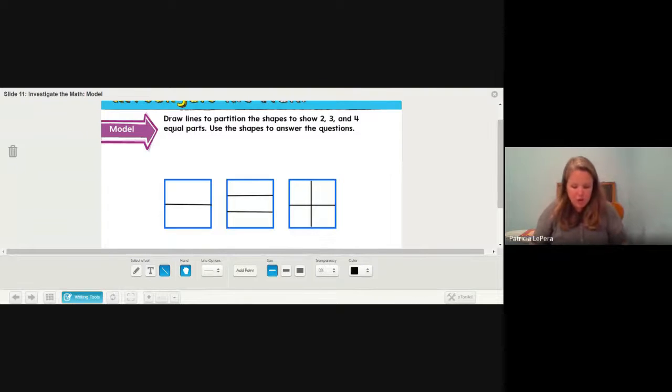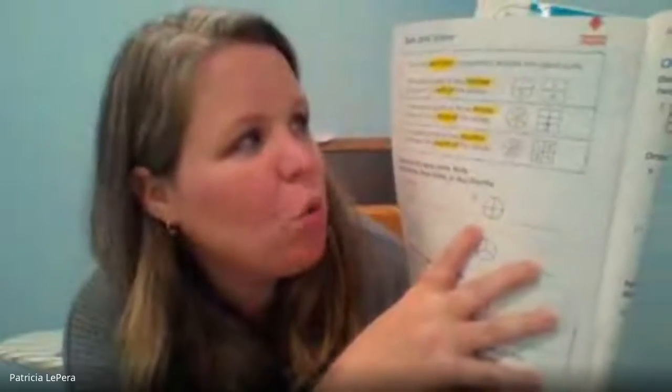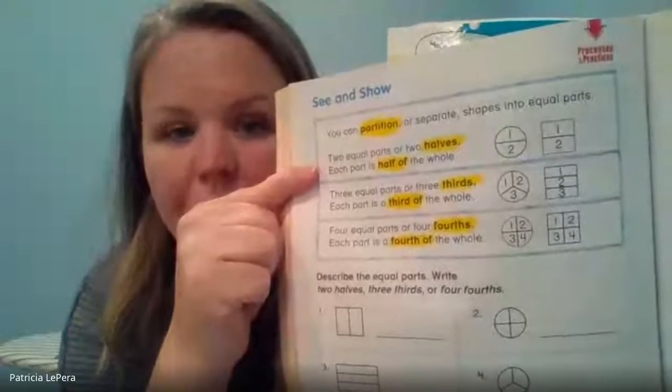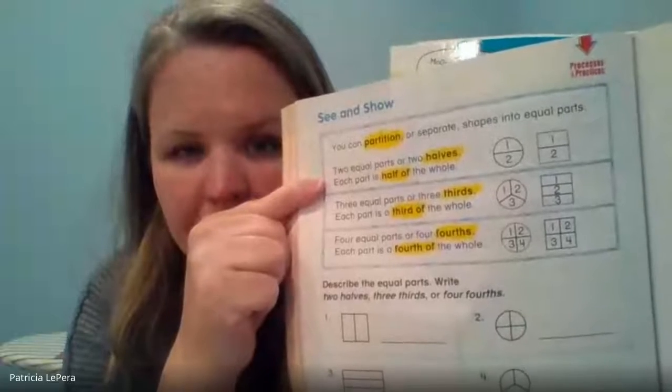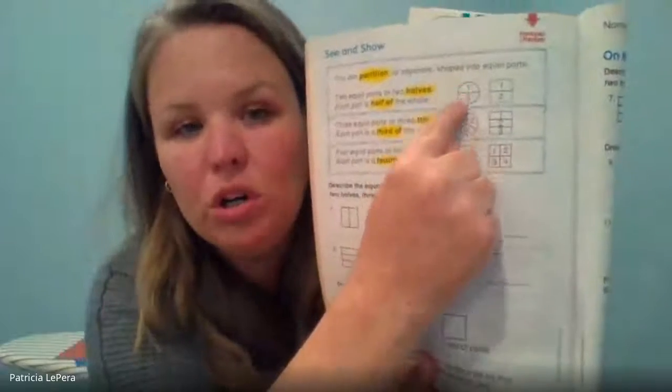All right, so in our book today on page 778, you can go ahead and turn to that. You will see on 778, it says you can partition or separate shapes into equal parts. So the first one is the equal parts or 2 halves, 2 equal parts or 2 halves. Each has half or part of the whole.